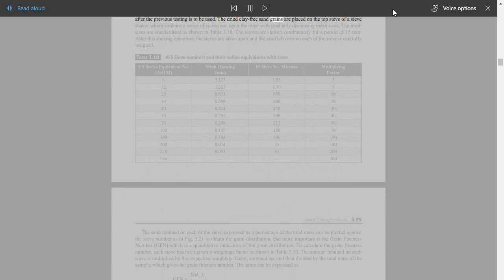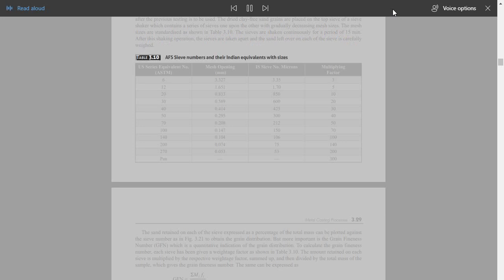The dried clay-free sand grains are placed on the top sieve of a sieve shaker, which contains a series of sieves one upon the other with gradually decreasing mesh sizes. The mesh sizes are standardized as shown in table 3.10. The sieves are shaken continuously for a period of 15 minutes. After this shaking operation, the sieves are taken apart, and the sand left over on each of the sieves is carefully weighed.